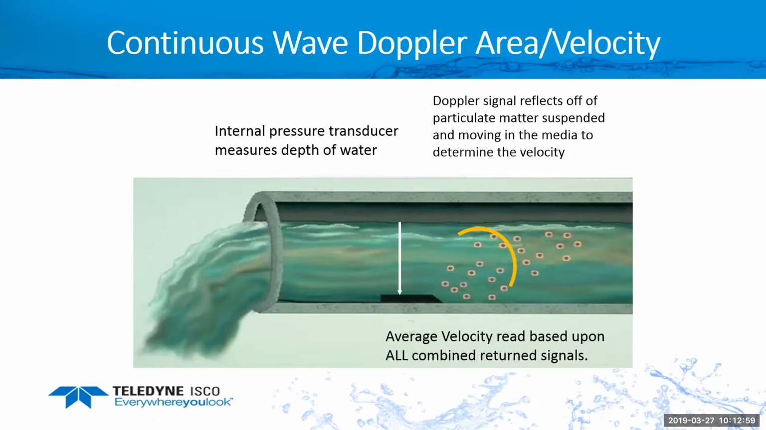We take all that information and do a weighted average of how fast the overall water is going. We're getting lots of different velocities, but we have to come up with one value that says the entire mass of this water body is moving at this rate. So we do a weighted average, and with that, now we know the velocity. With the pressure transducer and knowing the size and shape of the pipe, we know the area, and area times velocity gives us flow rate.